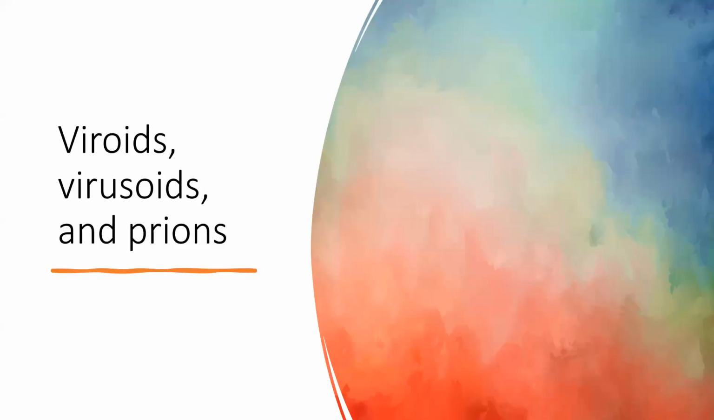Hello, everyone. In this lecture, we're going to talk briefly about viroids, virusoids, and prions. They are acellular pathogens, but they didn't really fit well, in my opinion, into the lecture about viruses because they're different enough that it would have just felt like a 90-degree turn. So we're going to take a short bit of time to talk about these kind of unique pathogens.